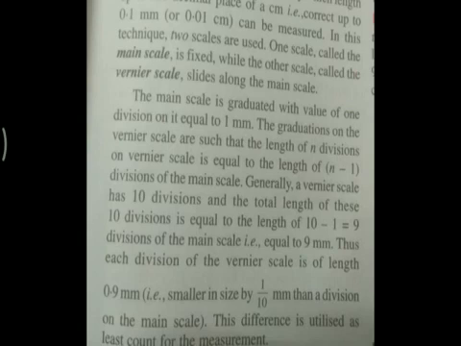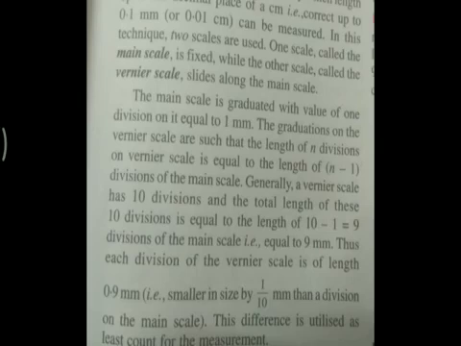And the main scale is graduated with the value of 1 division on it equal to 1 millimeter. That means just like in meter rule, the same divisions are on the main scale of the vernier, right? It is having 0 to 1, it is having 10 divisions, right? But on the vernier scale, the divisions are such that the length of the n divisions of the vernier scale is equal to the length of n minus 1 divisions of the main scale.